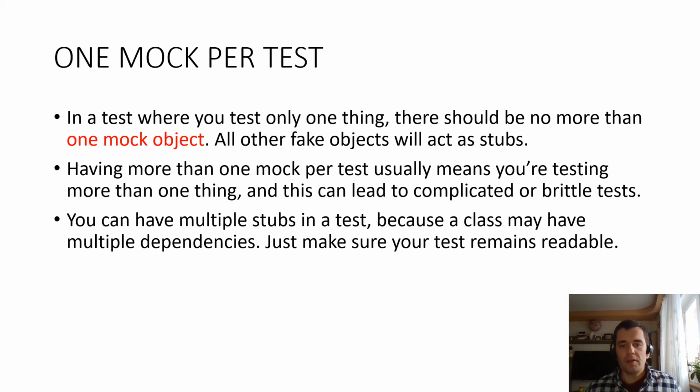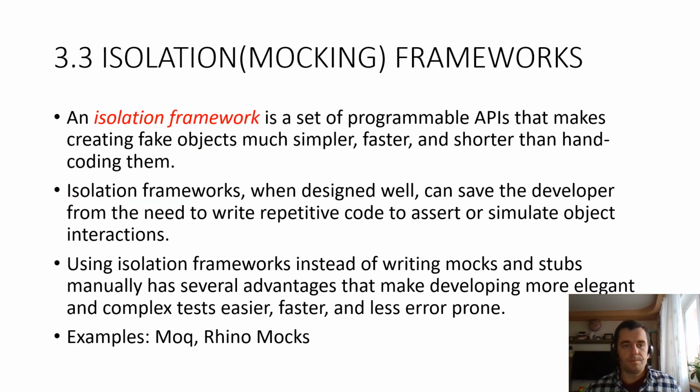All other fake objects will act as stubs, because having more than one mock per test usually means you're testing more than one thing, and this can lead to complicated or brittle tests. In contrast, you can have multiple stubs in a test because a class may have multiple dependencies. Just make sure your test remains readable.